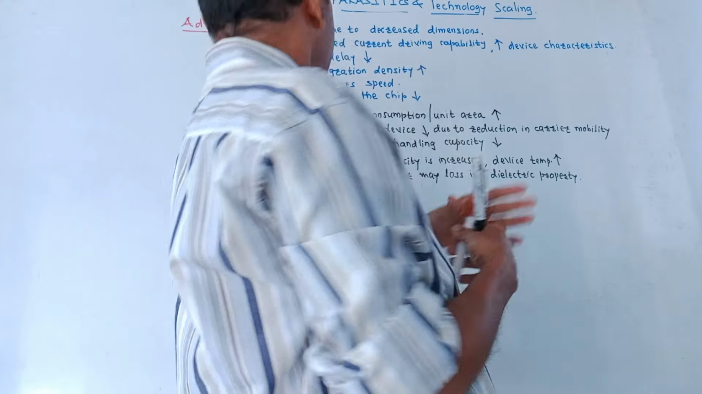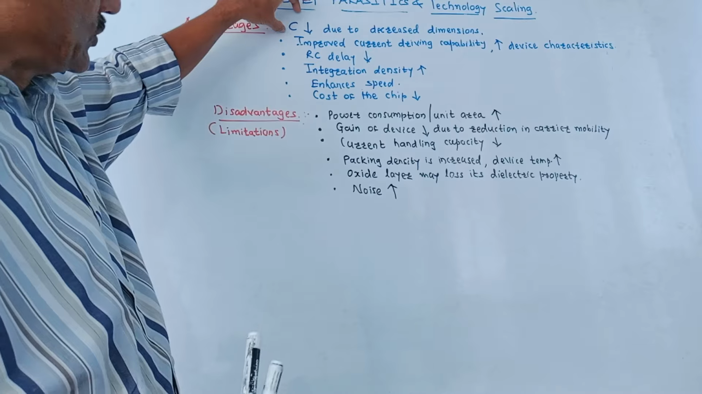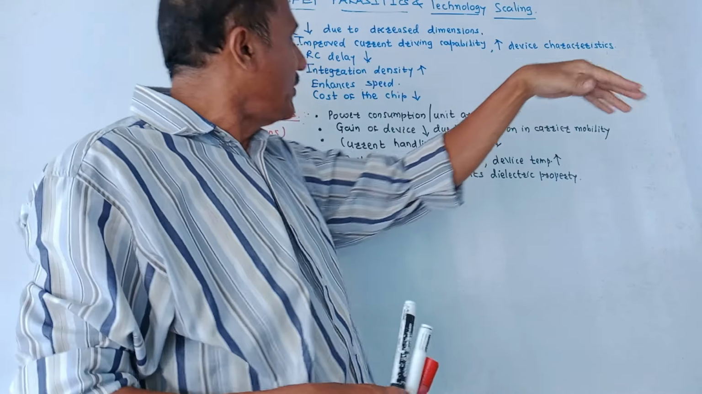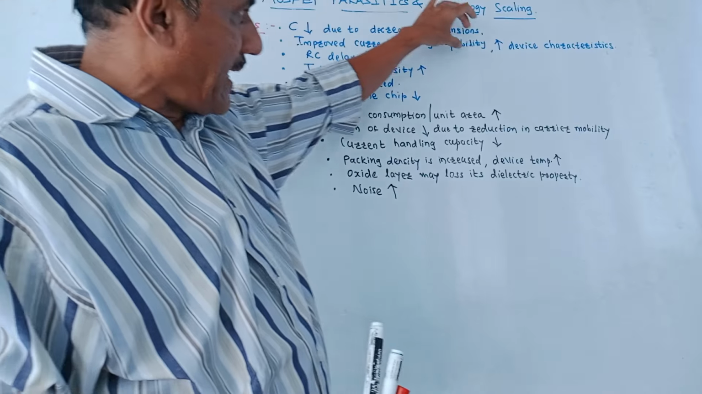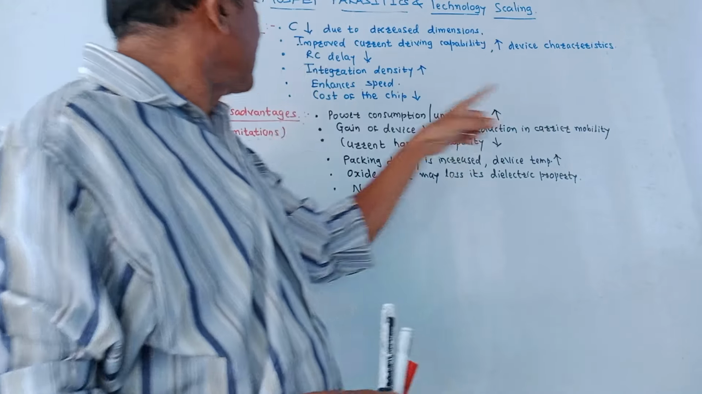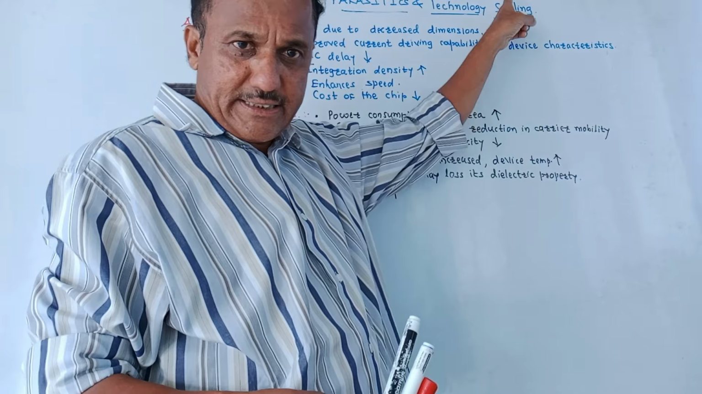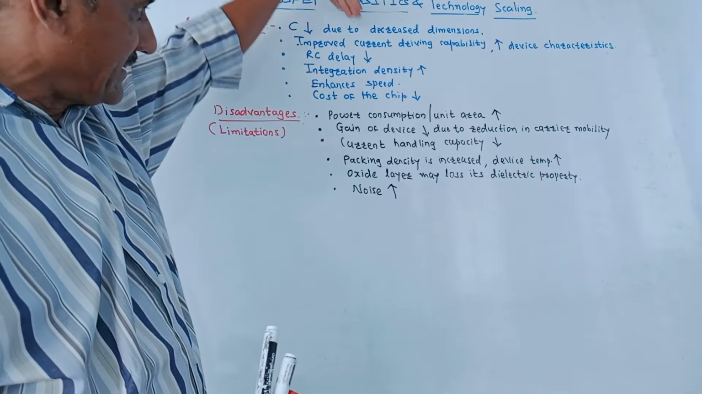Now let us discuss the advantages and limitations of technology scaling. Advantages include that the capacitance is reduced. The downward arrow indicates reduction in the value due to decreased dimensions. Then improved current capability, and it increases the device characteristics. RC delay decreases. The upward arrow indicates increase, values are increasing. The downward arrow indicates the particular things are decreasing.